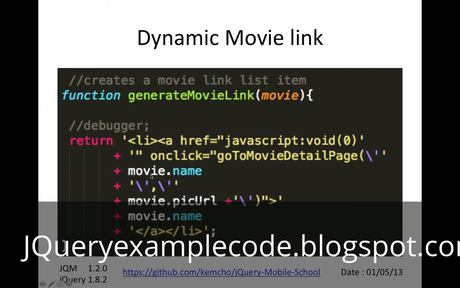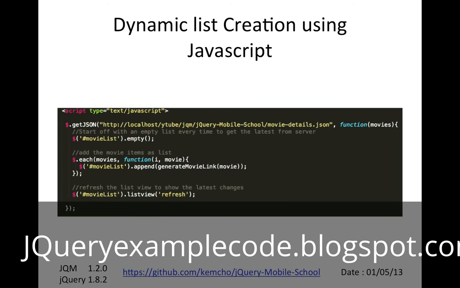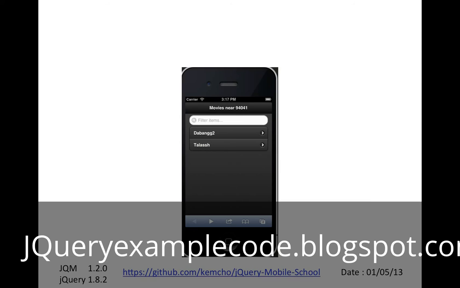So we pass in the movie name and then the picture URL, and then we create this list. That's how this list view is going to be created. The output would look like this. Since we only had 2 movie objects in our JSON file, we have 2 items here.